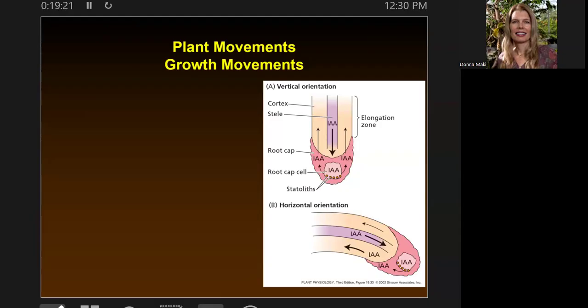Yeah. So hypothetically, if you were to grow a plant upside down with a light source underneath the plant, what would win with gravitropism and phototropism?